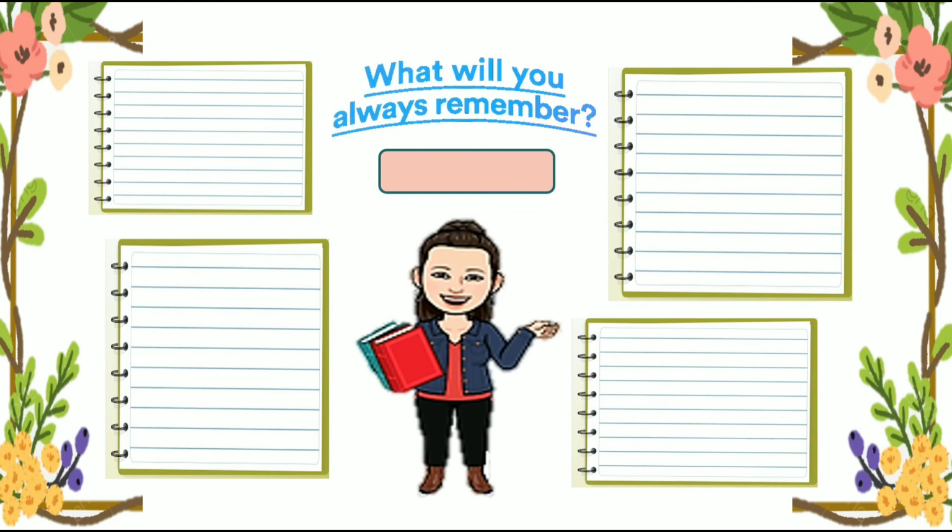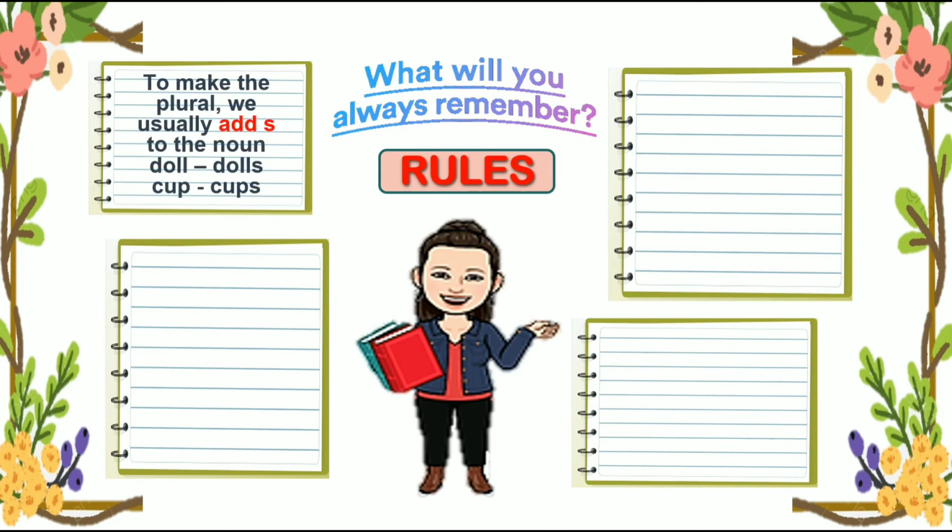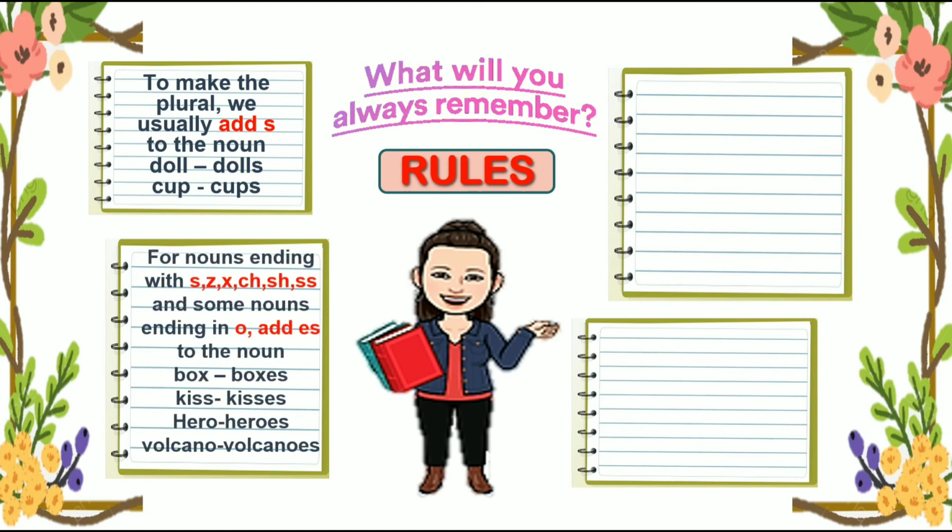Okay, kids, always remember that when it comes to changing singular nouns into plural nouns, there are certain rules that we need to follow. First, to make the plural of regular nouns, we usually add S to the noun, like doll, dolls, cup, cups. Or for nouns ending with letters S, Z, X, CH, SH, SS, and some nouns ending in O, we have to add ES to the noun. Examples, we have box, boxes, kiss, kisses, hero, heroes, or volcano, volcanoes.